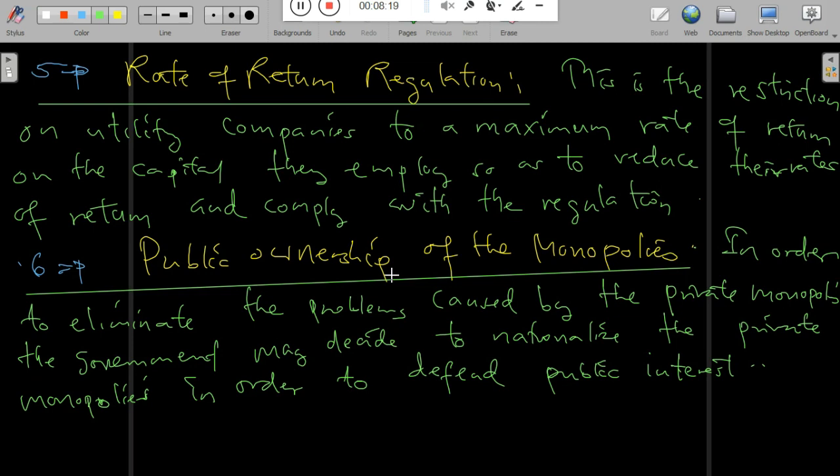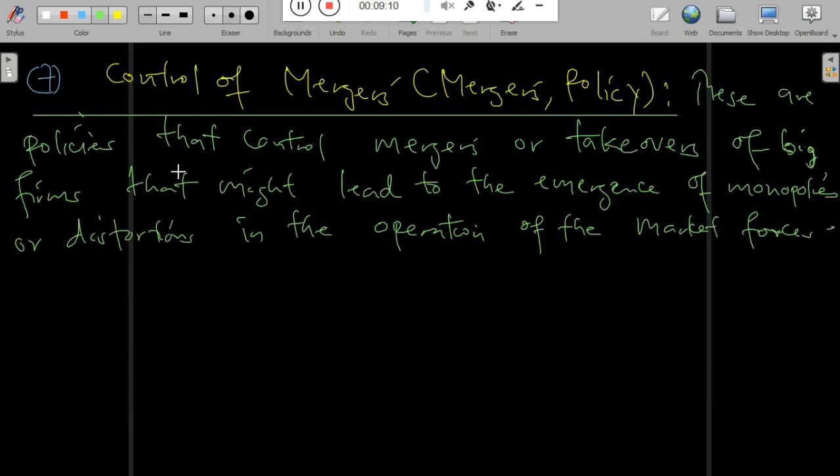But also the rate of return regulation. This is a restriction on utility companies to a maximum rate of return on capital. So they are required to reduce their rates of return and comply with the regulations. Also the public ownership of monopolies. In order to eliminate the problems caused by private monopolies, the government may decide to nationalize the private monopolies in order to defend the public interest. So you need to nationalize the private monopolies. The intention is to protect the public interest.